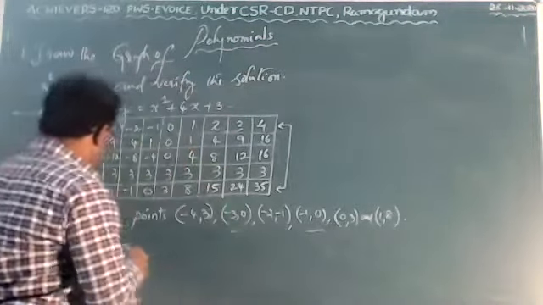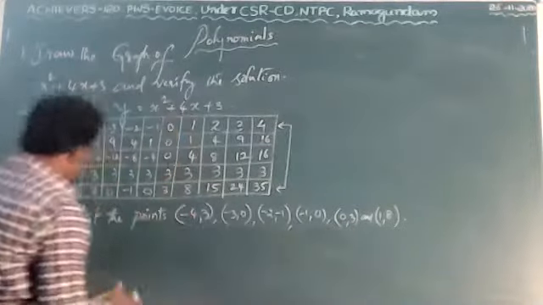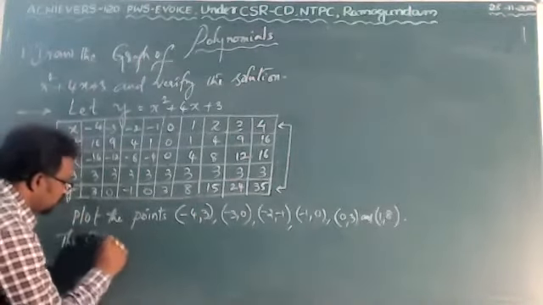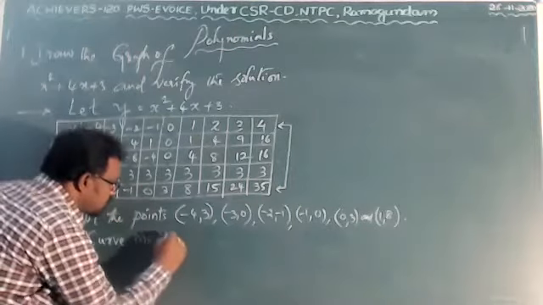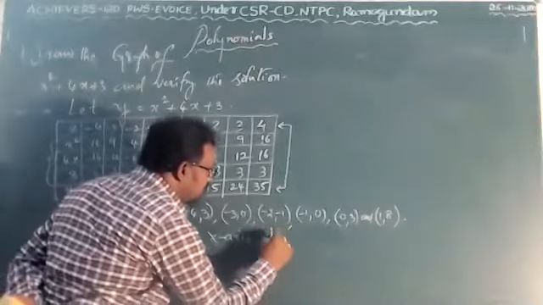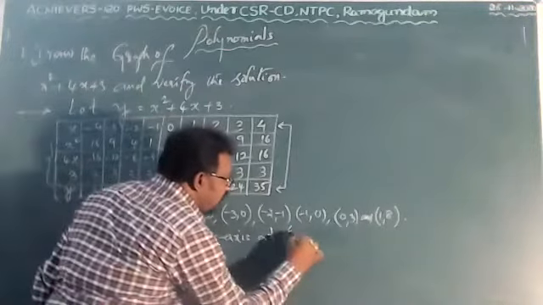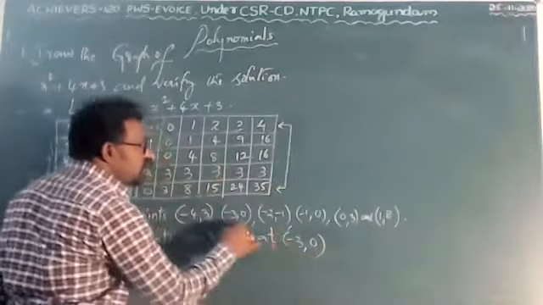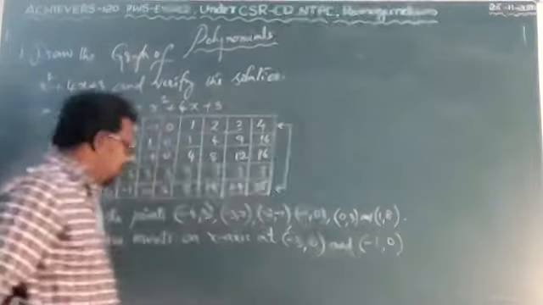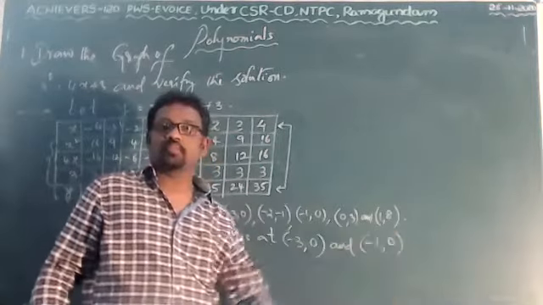Okay, children? Yes. Okay, one more step we have to maintain. Here, plot the point this one. And next, the curve meets the x-axis. See here, the curve will meet the x-axis at -3, 0 and -1, 0. The curve meets the x-axis at -3, 0 and -1, 0.